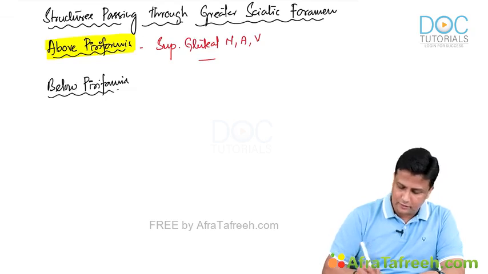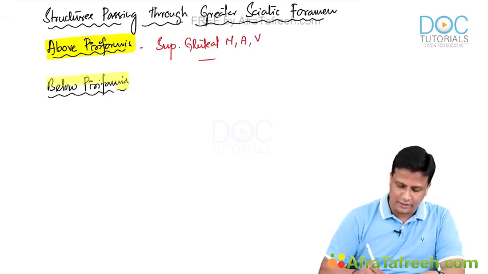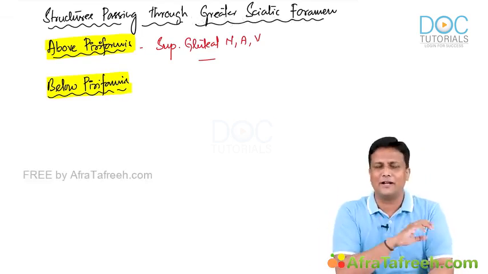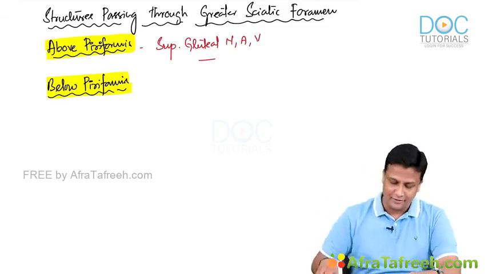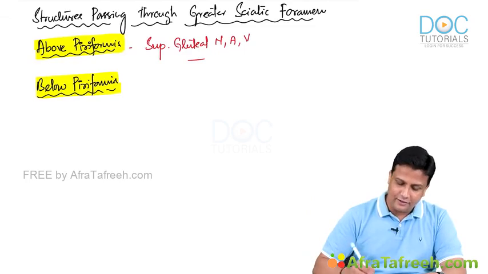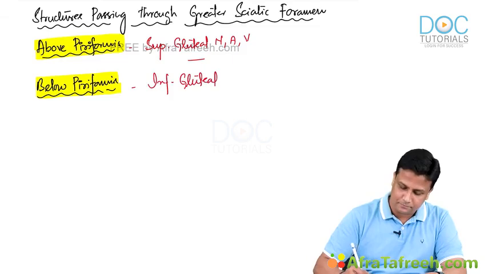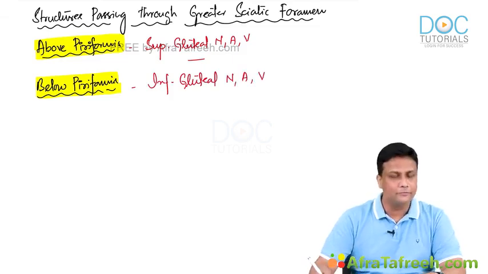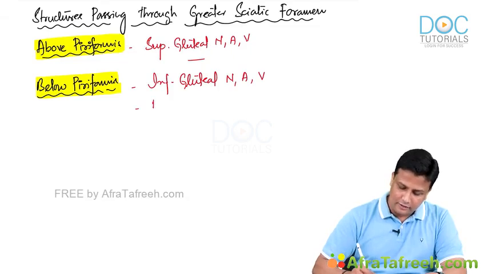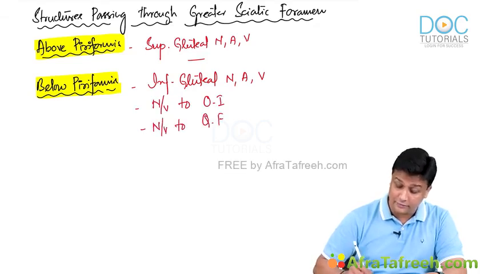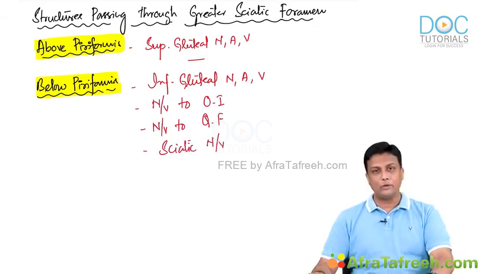Below piriformis, whatever is left out. So in the beginning, in the introduction, whatever I told you, all the structures you can just dump here. I mean to say they're all passing below the piriformis, remaining everything. Come on, try to make a list here. Inferior gluteal nerve, artery and vein. And then along with that, nerve to obturator internus. And then along with that, nerve to quadratus femoris. And not only that, even the sciatic nerve. Even the sciatic nerve is going to pass below the piriformis only.